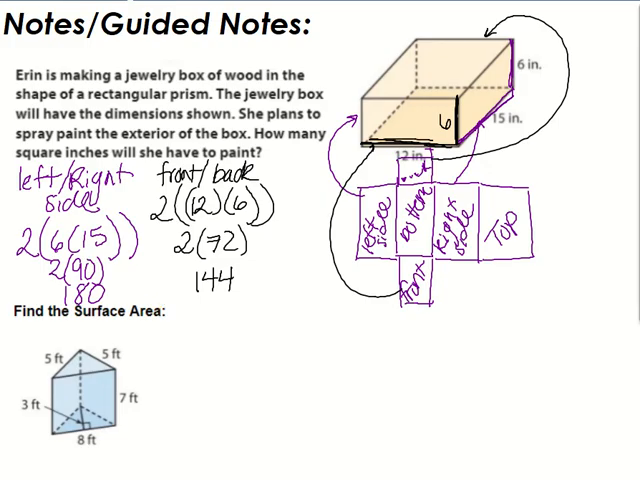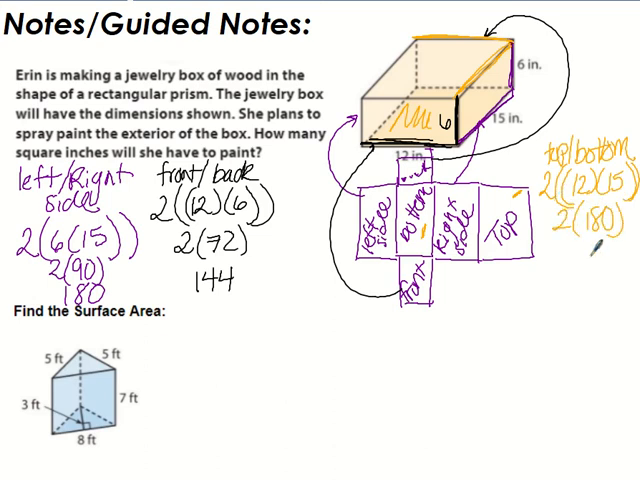And then we've got one last bit, right? We've got the top. All right, that's the top, this orange piece. And then the bottom is exactly the same. So I'm kind of running out of room. So top/bottom would be 12 times 15. And then again, we're going to times that by 2 because they're the same. So 12 times 15 is 180. But we're going to times it by 2 to get both of them, so 360.